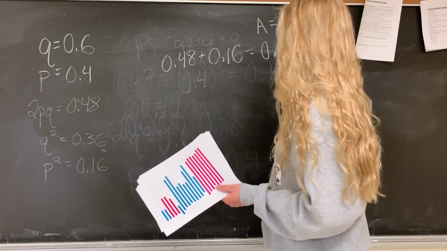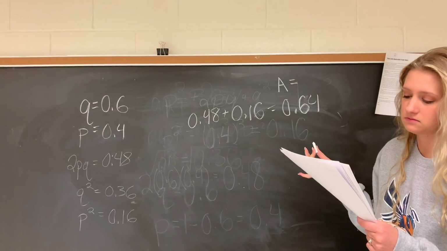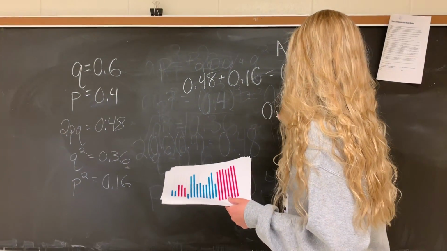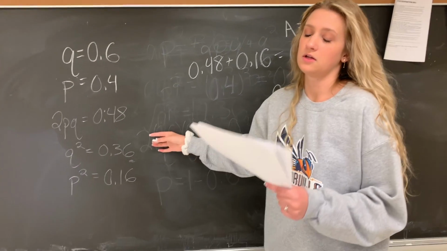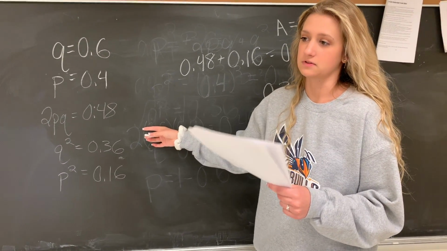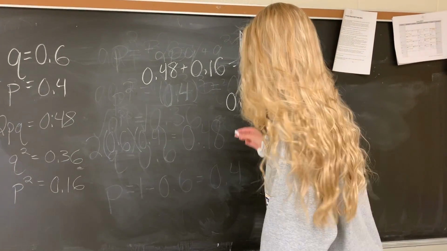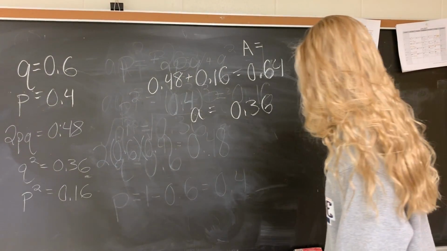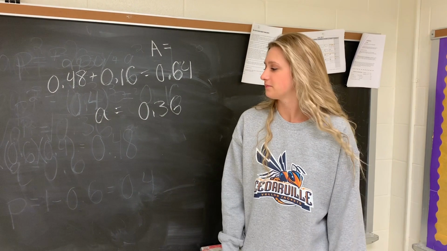So then the frequency for the recessive phenotype is just going to be 0.36, because that's the only one where the recessive gene is going to show. I've never actually seen a question like that, but there you go.